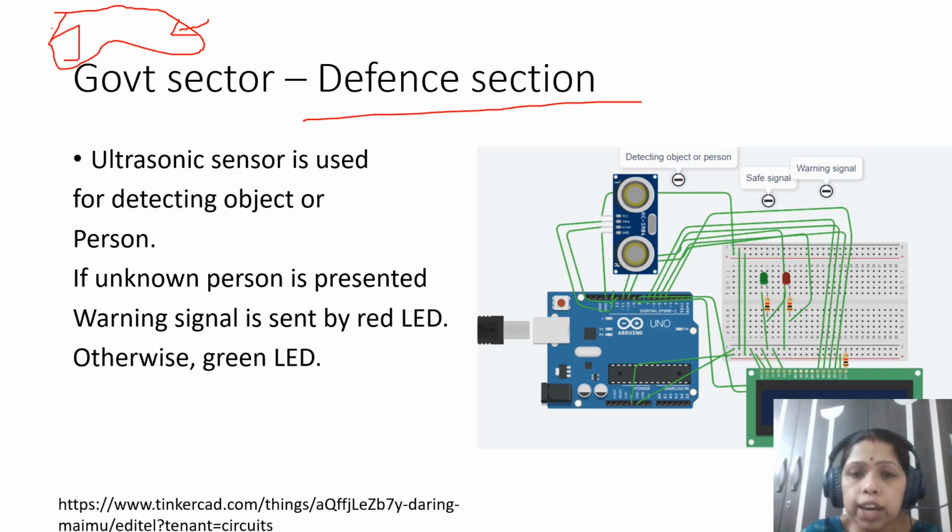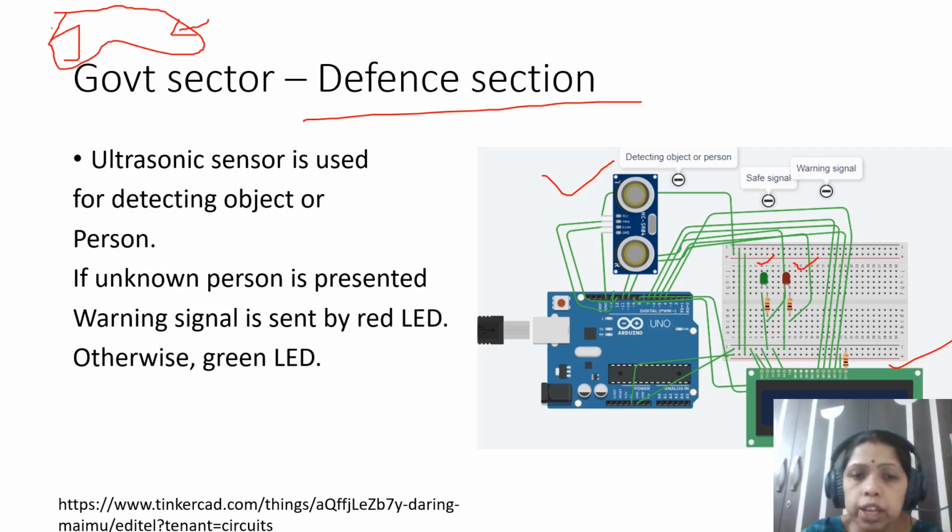In front of the room there are two LEDs, which can be visible from any other room. Normally, if no person has entered the room, the green LED will be turned on. There you can see the green LED is turned on. If any person enters this room, which can be detected by the ultrasonic sensor detecting the object or person, then the red LED will give the warning signal, and the message will be automatically displayed on the LCD. This LCD may be connected in the security room.